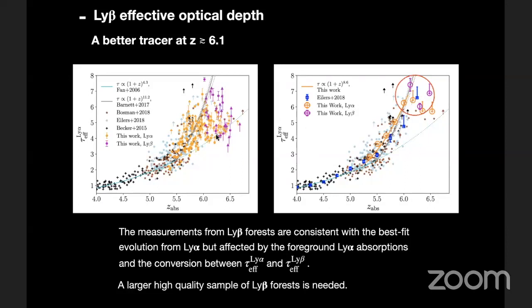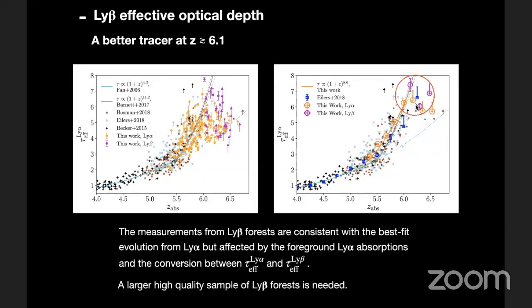We can see this in these two figures. The left panel shows the result from the individual sightlines, and the right panel shows the result from the stacked spectra. From both, we can see the Lyman beta forest provides an additional constraint on the Lyman alpha effective optical depths at redshift around 6 to 6.5, especially from the stacked spectra. There is a measurement, although with large uncertainty, at redshift 6.2, and this is consistent with the best fit evolution model from our Lyman alpha measurement. And to higher redshift, there is still large scatter and only limits.